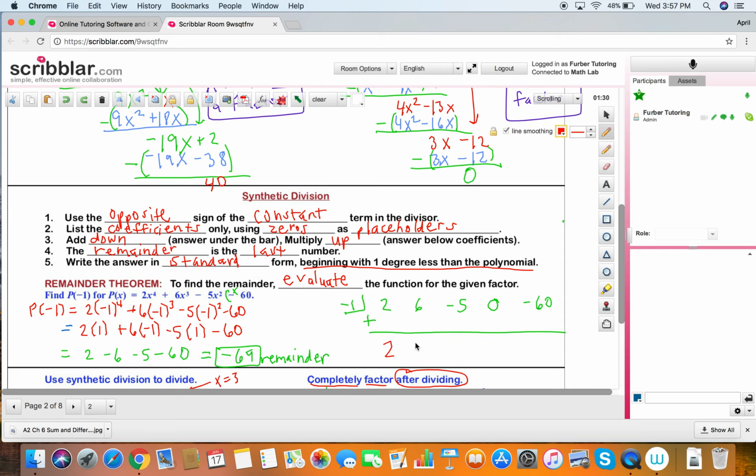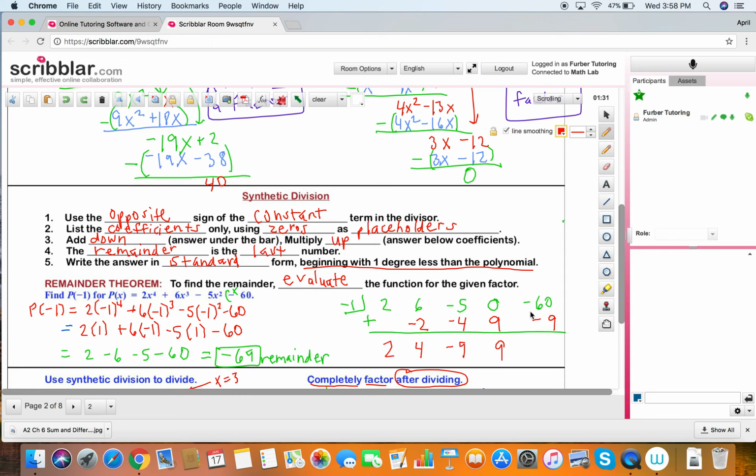So remember, I'm going to add down. 2 plus 0 is 2. Then I multiply back up. 2 times -1 is -2. Add down. 6 plus -2 is going to give me 4. Multiply up. -1 times 4 is -4. Add down. -5 plus -4 is -9. Multiply up. -9 times -1 is +9. So 0 plus 9 is 9. And then right here in the last column, watch what happens when I multiply up. 9 plus -1 is -9.